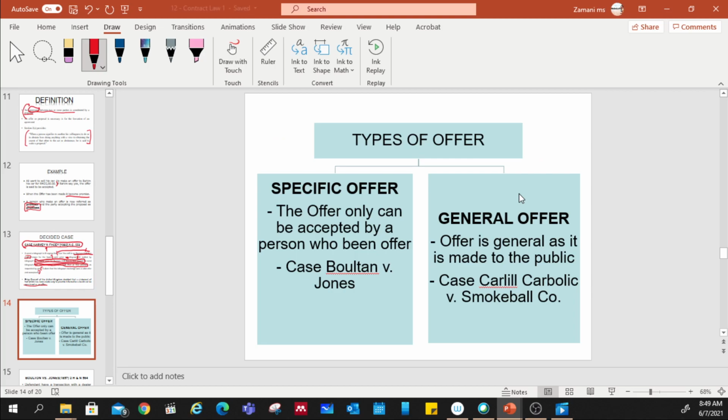Types of offer. We have the specific offer: the offer can only be accepted by the person who has been offered. This is specifically for you. The second one is the general offer: an offer made to the public. These are the cases related to whether the offer is valid or not. We can look at the examples here: Boulton versus Jones, and for the general offer made to the public, Carlill versus Carbolic Smoke Ball Company.